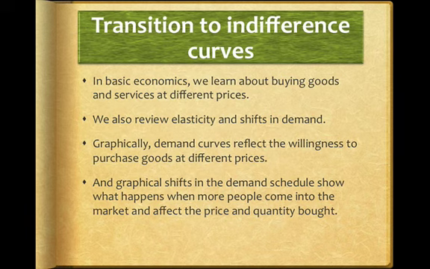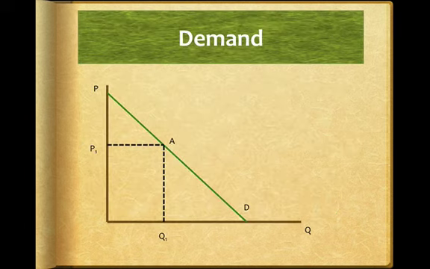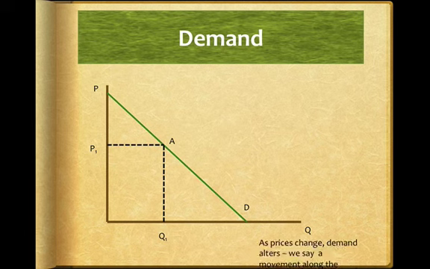Graphically, demand curves reflect the willingness to purchase goods and services at different prices, and graphical shifts in the demand schedule show, for example, what happens when more people come into the market and how they affect the price and quantity bought, or it could be an increase in disposable income, for example. So here's a demand curve or schedule. You should know this by now.